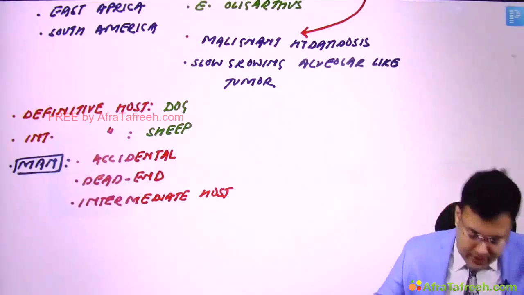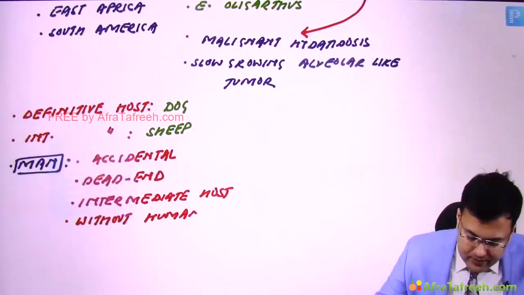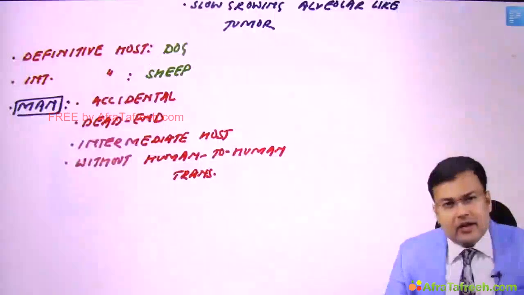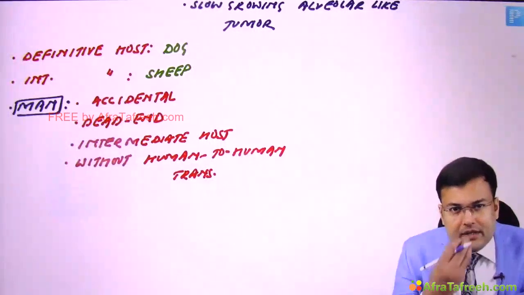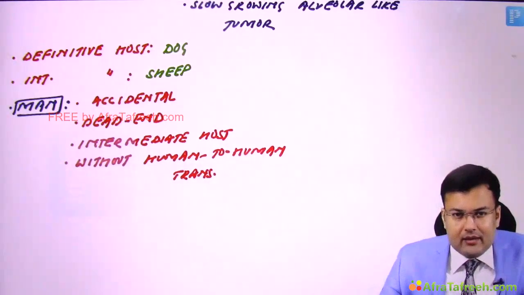Without human to human transmission. Right? Here also, what is the route of infection? It's the fecal-oral. Okay. Now just try to understand what is the life cycle.